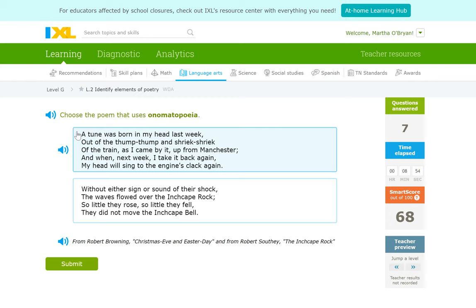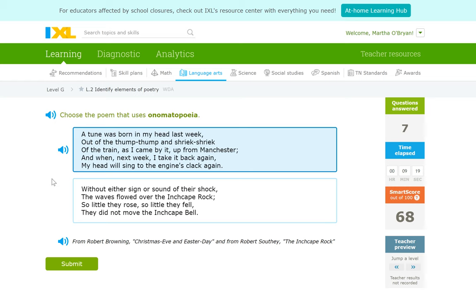I'm thinking this is probably the answer, just because instead of telling us about sounds, they almost seem to be recreating the sounds. As I read it, I say thump thump and shriek shriek. So thump sounds like a thump, and shriek kind of makes you go eek, like an actual shriek. So I'm thinking this is probably it. I'll read this one just in case.